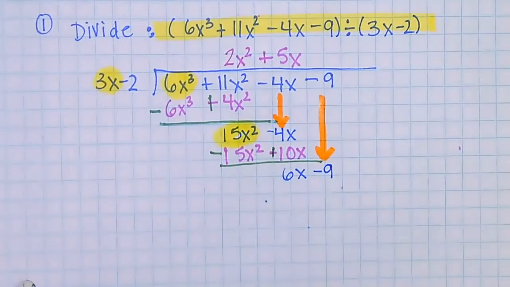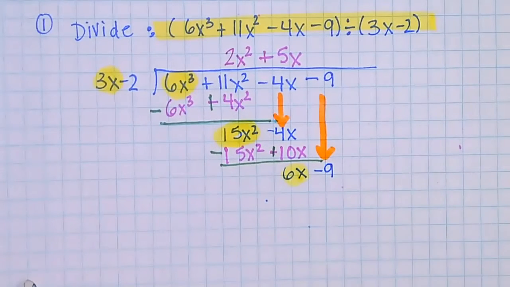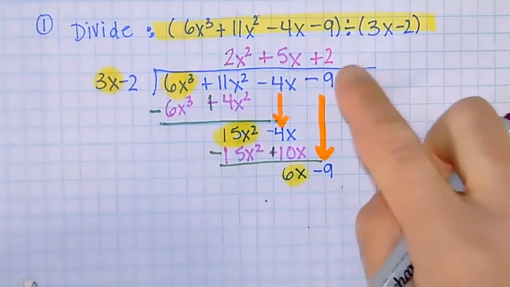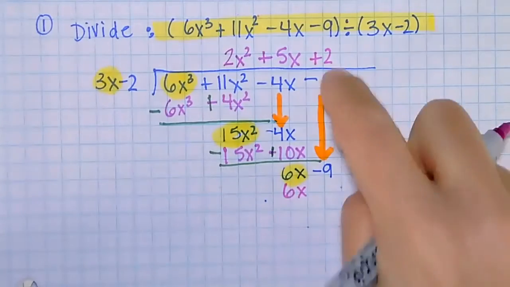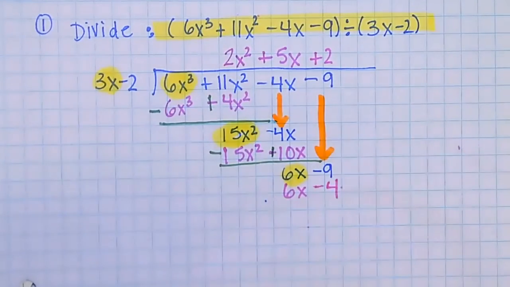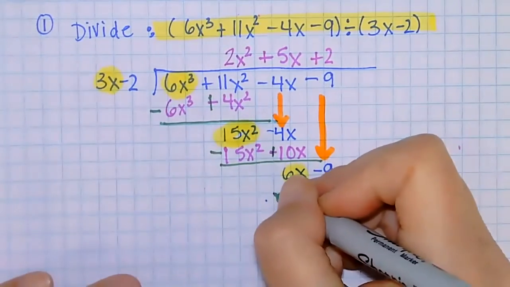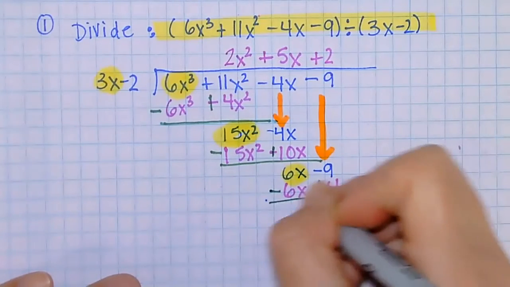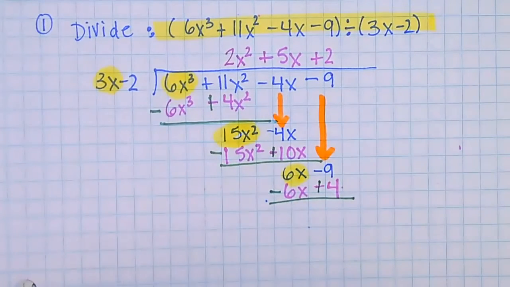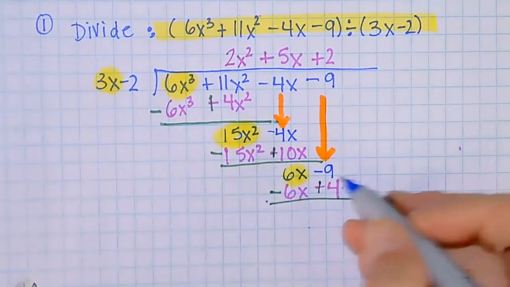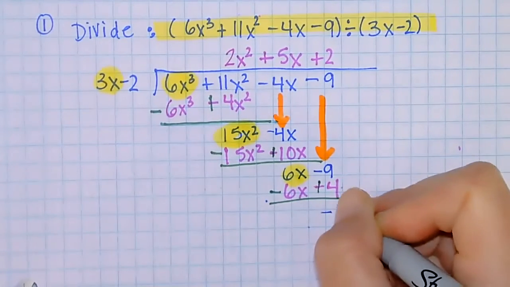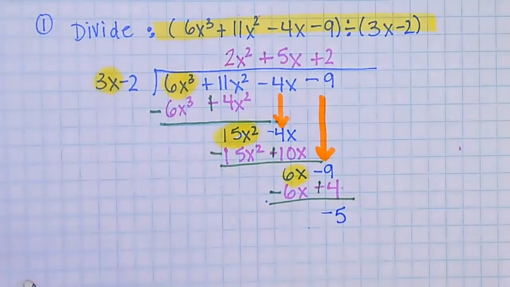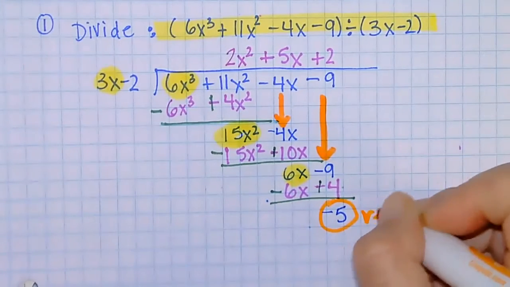And now again, I'm going to ask myself, this 3x goes into this 6x how many times? So 3x times what gets me 6x? 3x times 2. So 2 times 3x is 6x. 2 times a negative 2 is a negative 4. And again, I'm going to minus, which means I switch the signs. So that becomes negative, this becomes positive. And then when I do that math, those cancel out. Negative 9 plus 4 is a negative 5. So this negative 5 is my remainder.